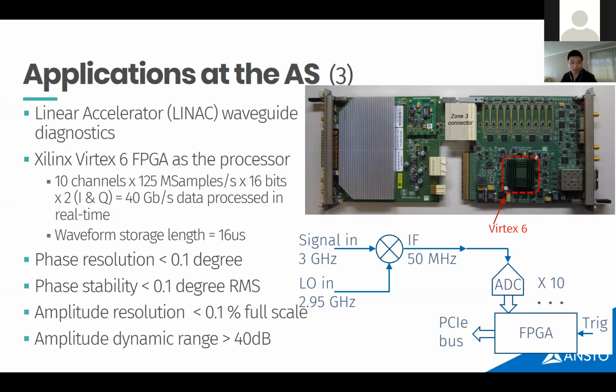The core of the diagnostic system is a Virtex 6 FPGA as the processor. The 10-channel 3 GHz input signals are first mixed with the 2.95 GHz local oscillator continuous waveform from the local oscillator to generate a 50 MHz intermediate frequency. Then they are digitized by the 10-channel analog to digital converters running at 125 MHz and transported to the FPGA for digital processing.